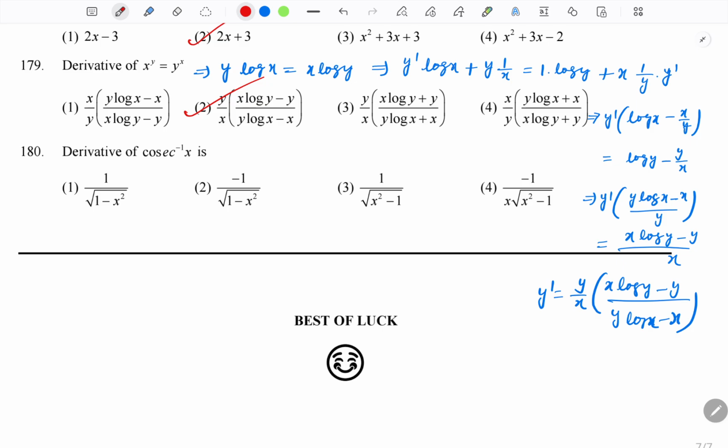Next question, see this one. Derivative of cos inverse x, how much? It's a straightforward question, right? Derivative of cos inverse x is minus 1 by x times under root of x square minus 1. Where is it in the options? Option number 4.